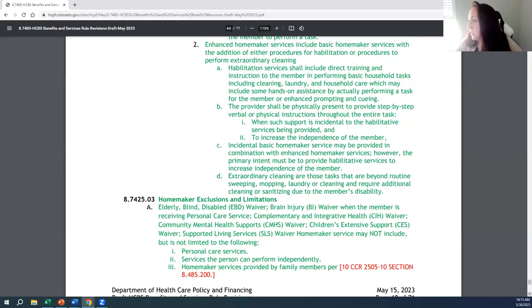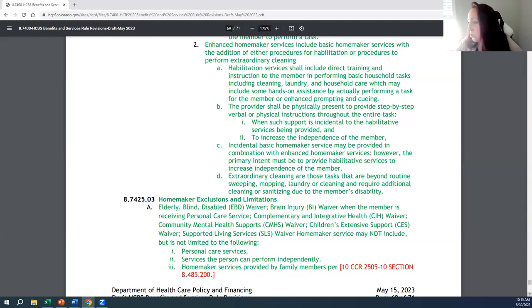The provider shall be physically present to provide step-by-step verbal or physical instruction throughout the entire task, 1, when such support is incidental to the habilitative service being provided, and 2, to increase the independence of the member. C, incidental basic homemaker services may be provided in combination with enhanced homemaker services. However, the primary intent must be to provide habilitative services to increase independence of the member.